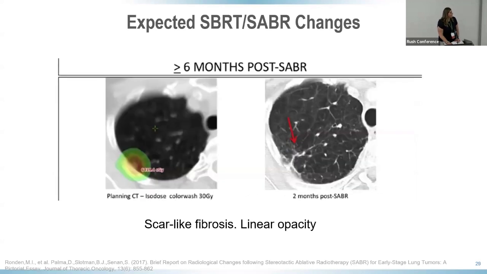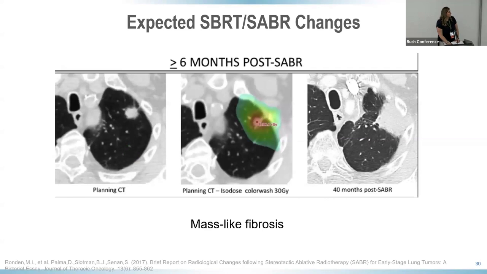This is scar-like fibrosis, and you'll see terms like this in the findings of your imaging. The most important piece of this is that we see a linear opacity. So it's a straight line in the scar. This can be best seen usually on the sagittal views when you're looking at your CTs, but we want to see the linear after treatment.